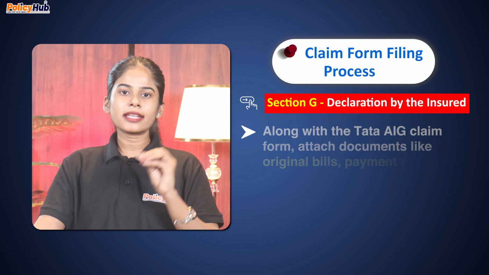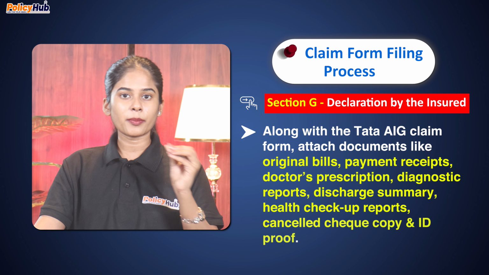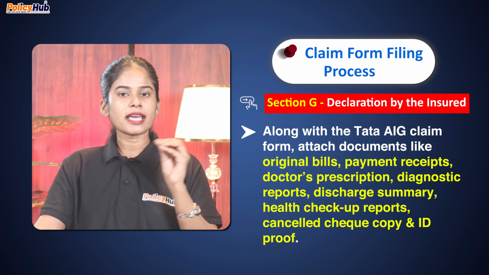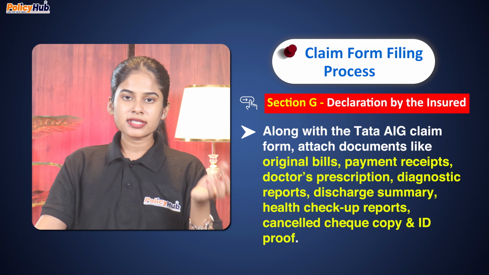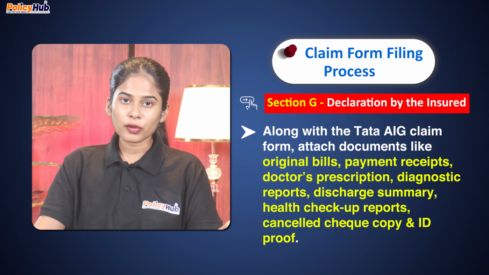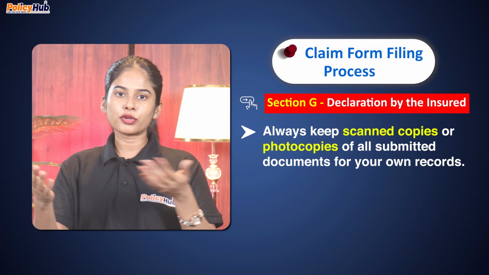Along with the Tata AIG claim form, you usually need to attach documents like original bills, payment receipts, doctor prescriptions, diagnostic reports, discharge summary if hospitalized, health checkup reports, cancelled cheque copy, and ID proof if required. Also, always keep a scanned copy or photocopies of all submitted documents for your own records.